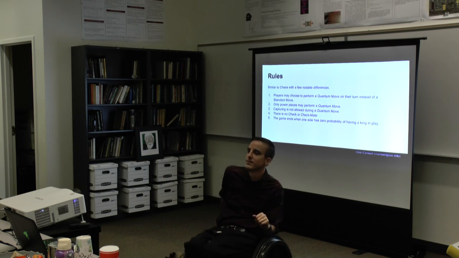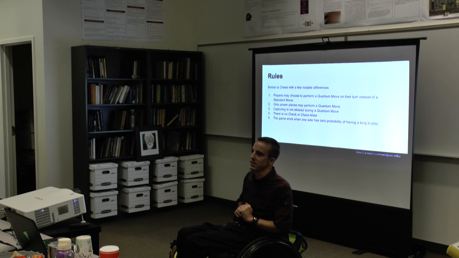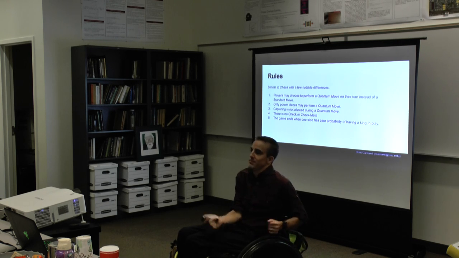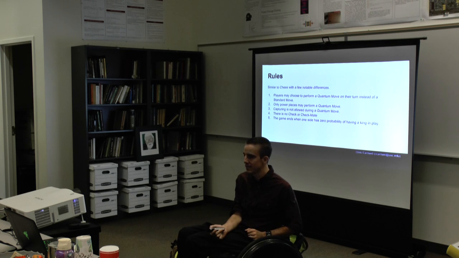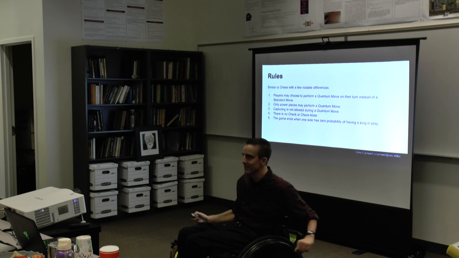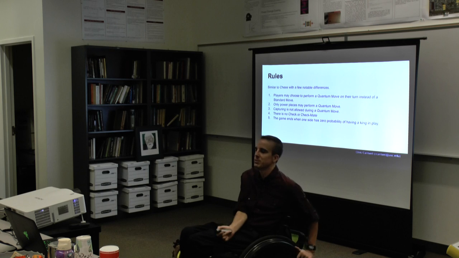Okay, so the rules of quantum chess. We already went over the quantum move and the standard move. Only power pieces can perform quantum moves. Pawns cannot quantum move. Again, arbitrary. I decided that a pawn being able to do up to two standard moves in one turn would be a little too powerful. You've got a lot of them, and if you could go forward two and then capture something, that might lead to a little too much power.